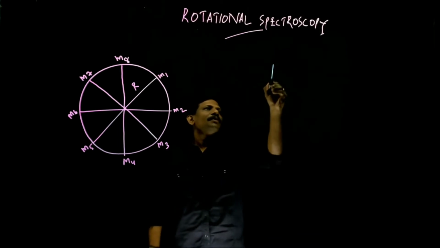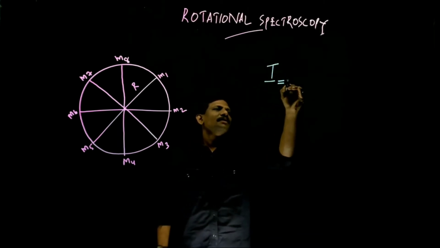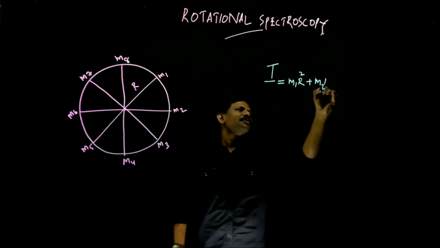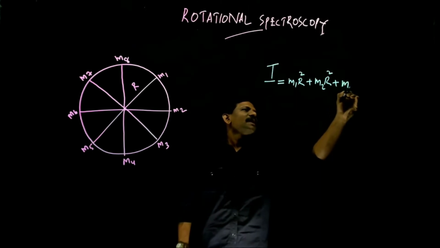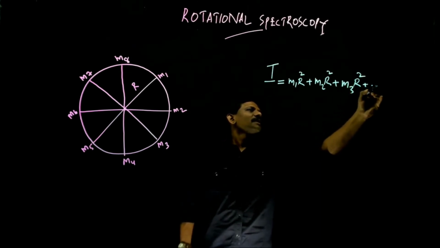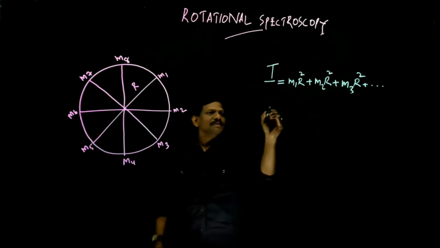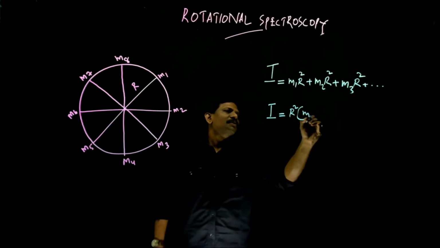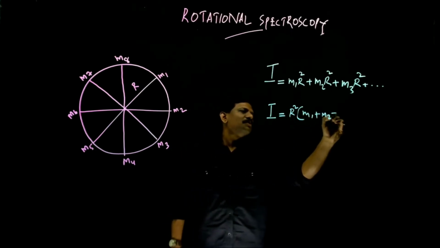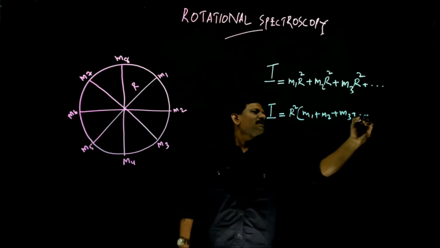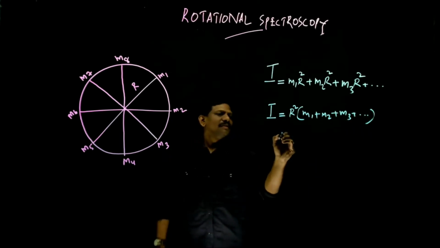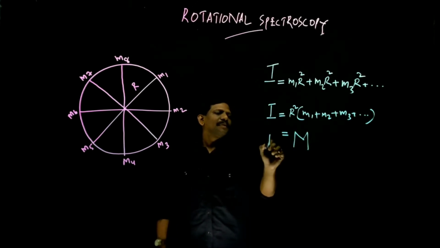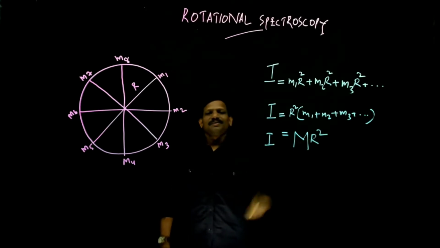You can write the moment of inertia I is equal to m1 r square plus m2 r square plus m3 r square, etc. So that means I is equal to r square into (m1 plus m2 plus m3 plus ...). So you can write I is equal to capital M into r square.